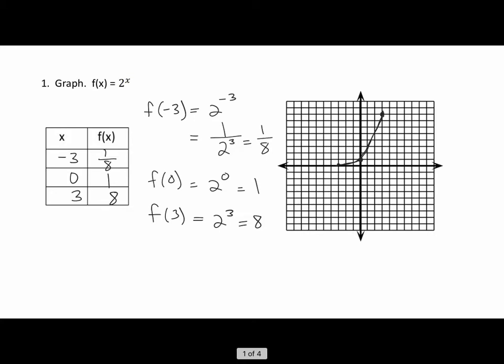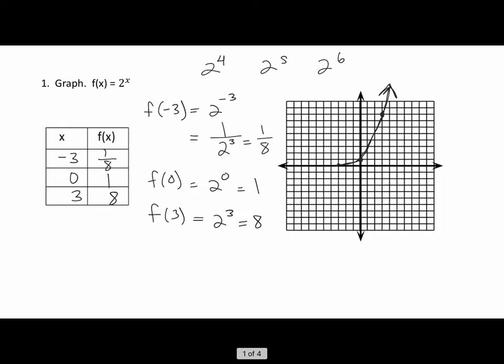And assume that if you go to the right, then you're raising 2 to higher powers, like 2 to the 4th, 2 to the 5th, 2 to the 6th. And those are going to keep getting higher and higher for y. So yes, that will go up that way.